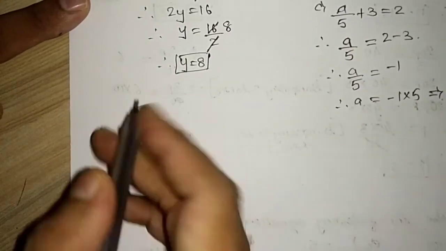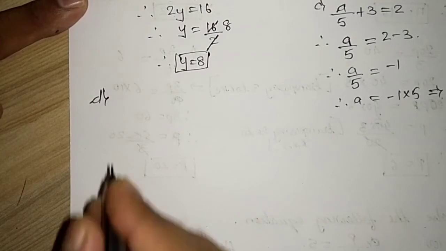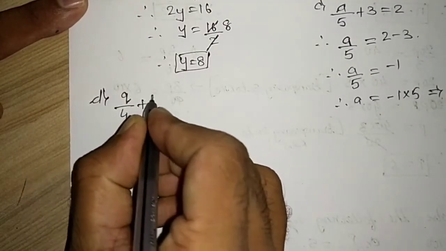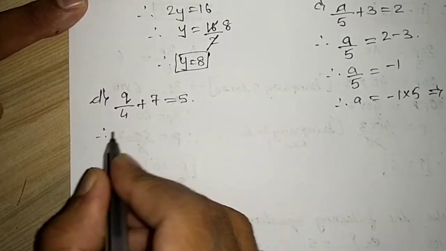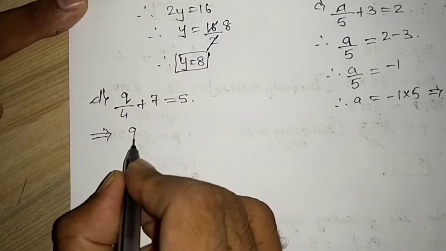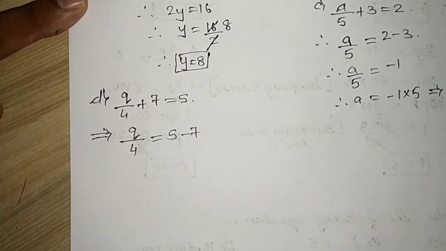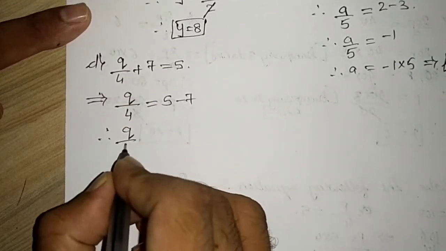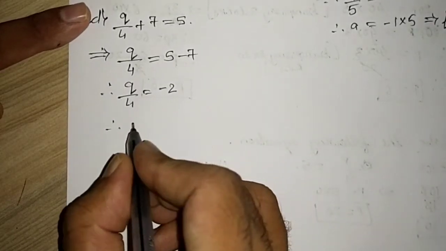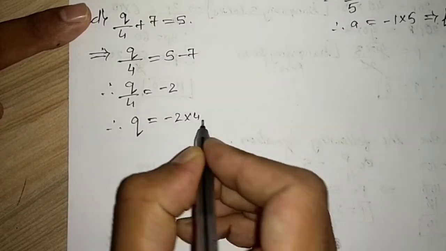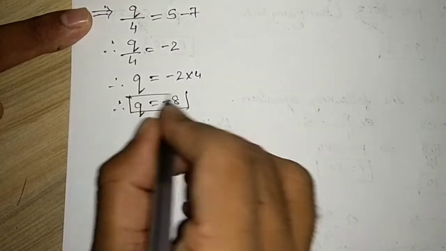Now solving part D. Part D is q divided by 4 plus 7 is equal to 5. Transposing 7 to that side, we will get q divided by 4 is equal to 5 minus 7. So we will get q divided by 4 is equal to minus 2. Now transposing 4 which is in division, it will go there and multiply. So we will get q is equal to minus 8.